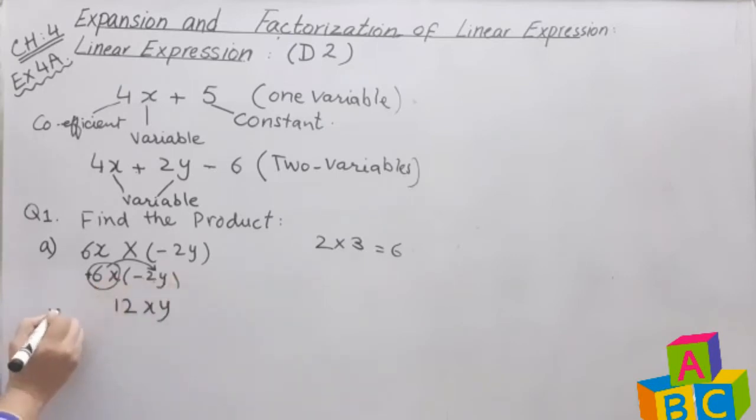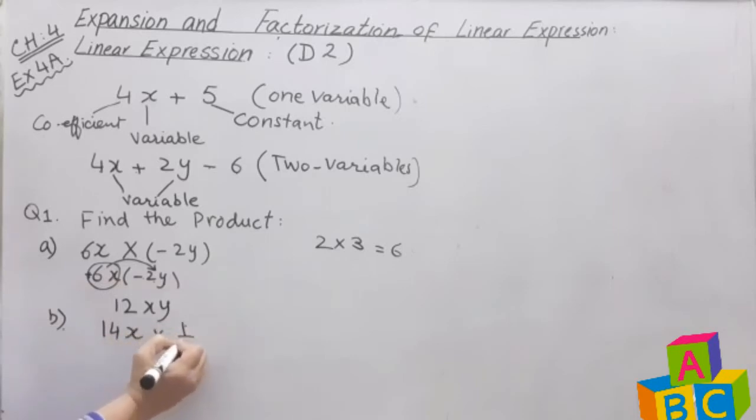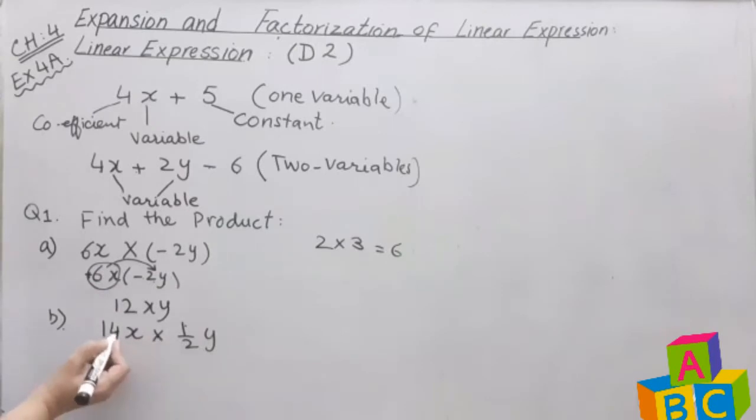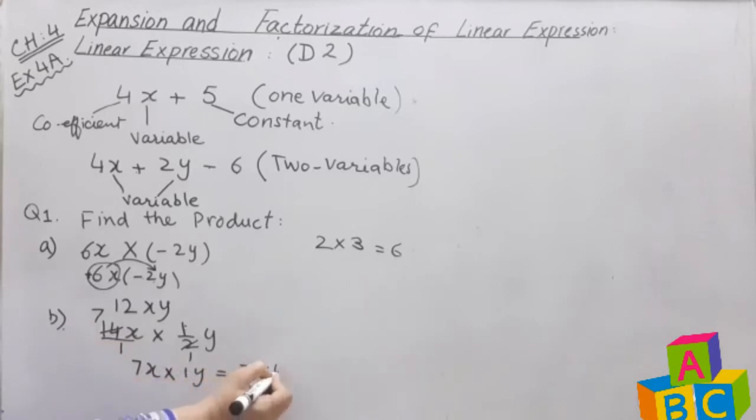In B part, 14x multiplied by 1 by 2y. When we multiply, 14x means 14x divided by 1. Everything is always divided by 1, but we don't need to write it everywhere. But where the next term is a fraction, it means it is 14 by 1. So 2 ones are 2, 2 sevens are 14. So we multiply 7x multiplied by 1y. So this is 7xy.